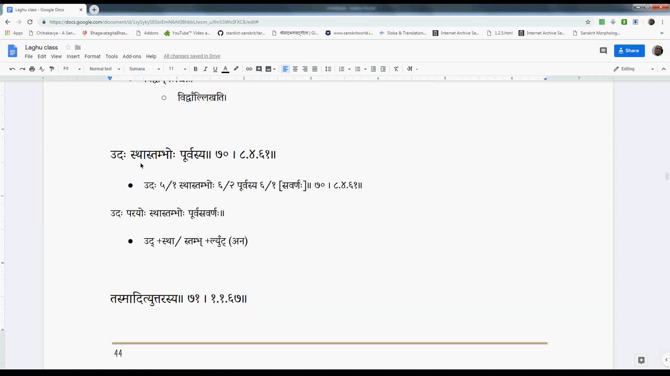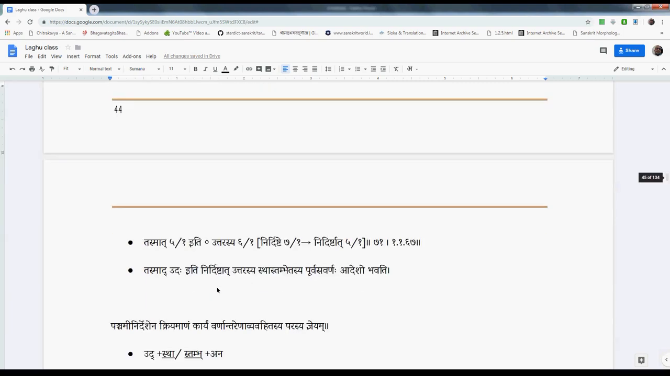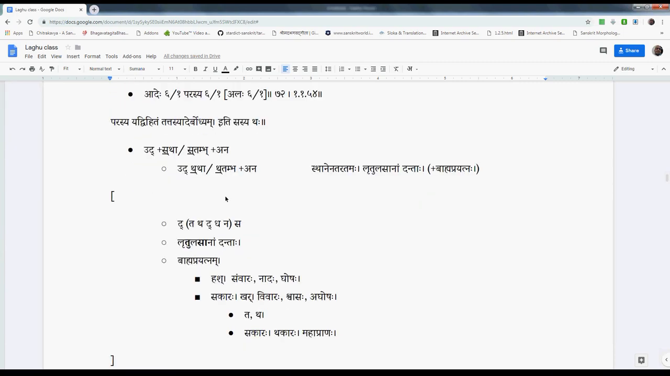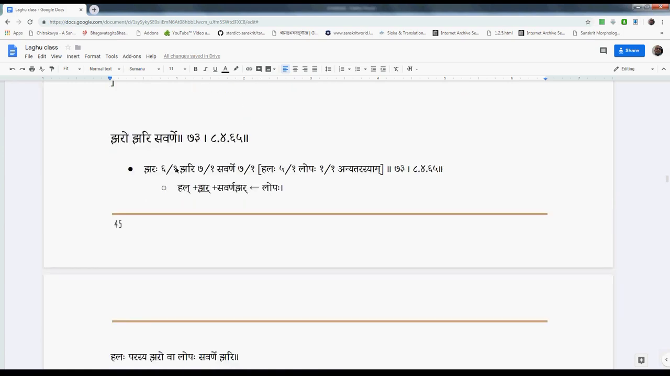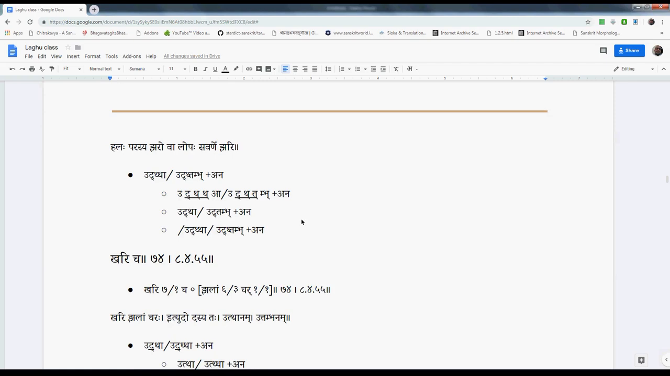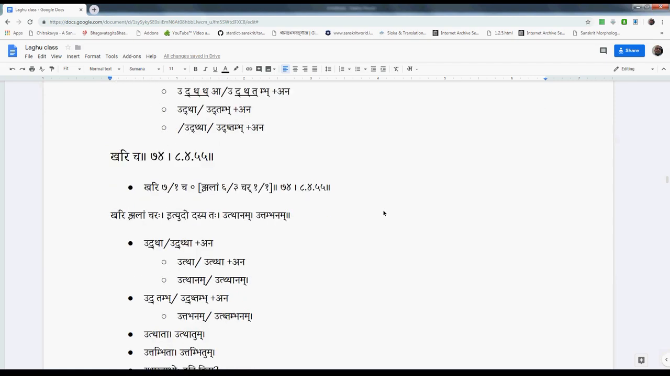Udah sthaastambhoh purvasya, again very specific: when ut precedes sthaa and stambh dhatus, there is a particular adesha. Tasmaad ityuttarasya and adeh parasya are paribhasha sutras we have seen many times. So that is covered in hal sandhi circumstantially. Jharo jhari savarne: savarne jhari pare jharah, lopah. If a savarna jhar follows a jhar letter, then optionally one of them can undergo lopa. Khari cha: what? Charadesha bhavati.